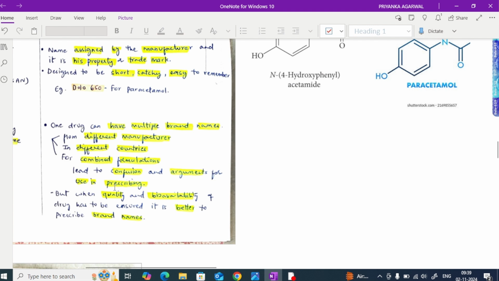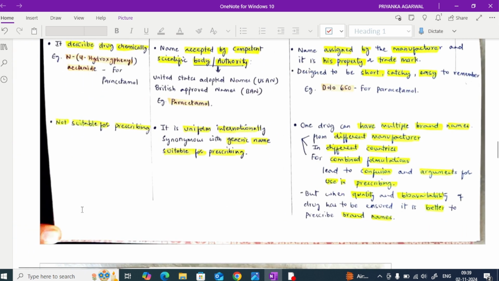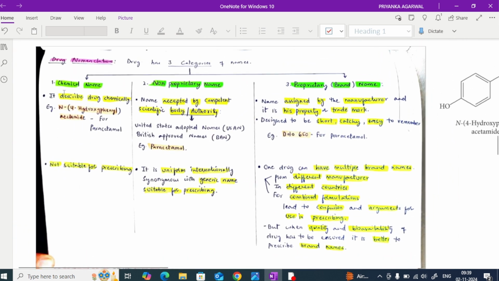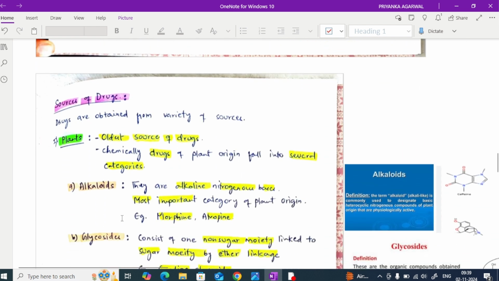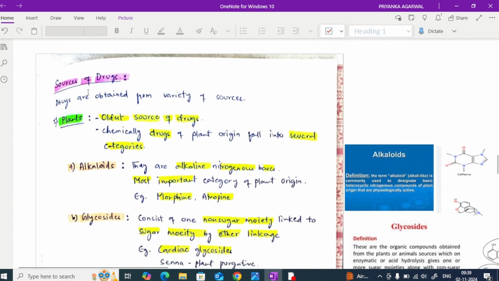But when quality and bioavailability of the drug has to be ensured, it is better to prescribe brand names. Okay, so this is about the drug nomenclature. So we have chemical name, non-proprietary name and proprietary name, that is nothing but the brand name. Okay, now we are moving on to our next topic, that is the sources of drugs.